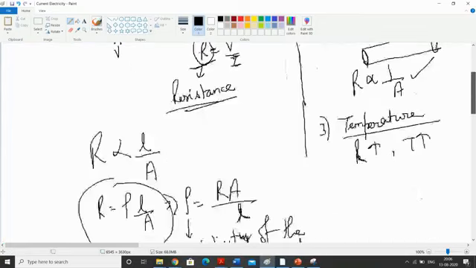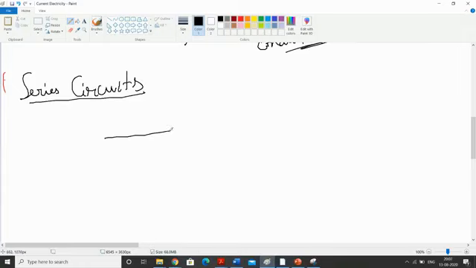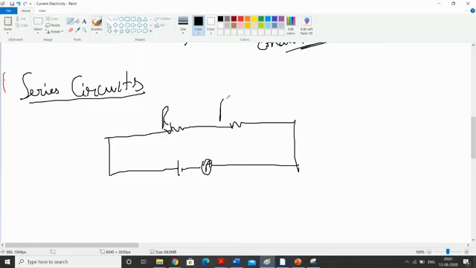Okay, now we are going to discuss series and parallel connections. So, series circuits. If two resistors are connected in series like this, let's take R1 and R2 as two resistors connected in series. So how will we figure out whether the connection is a series connection or a parallel connection?